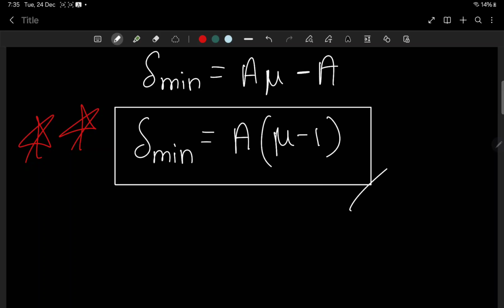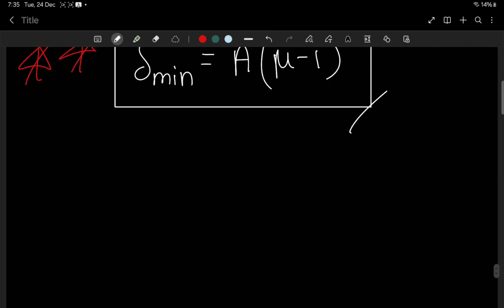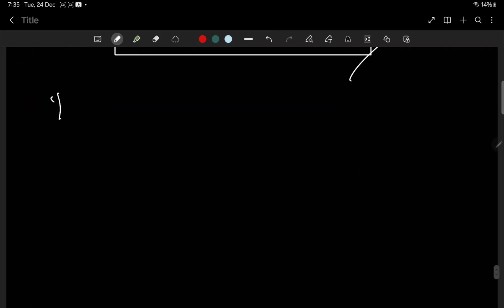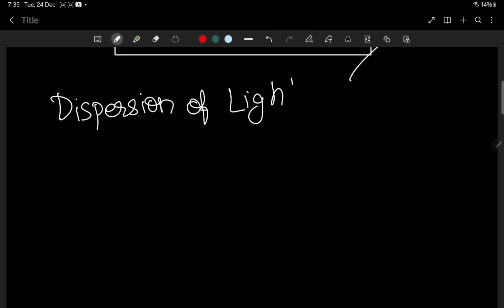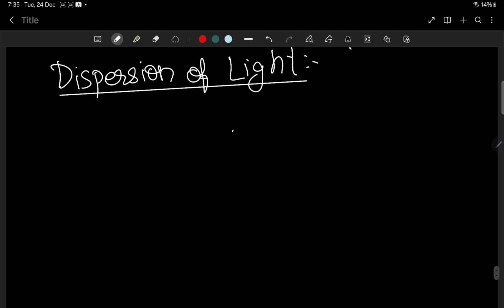Yes. So this is about the thin prism. Now we will be talking about dispersion of light. Dispersion, I don't know if this part is there in the syllabus. I think it is not there. But still we'll understand what dispersion of light is. It will take some time because I want to make it colorful. We'll be just learning dispersion through a thin prism. That is preferred.